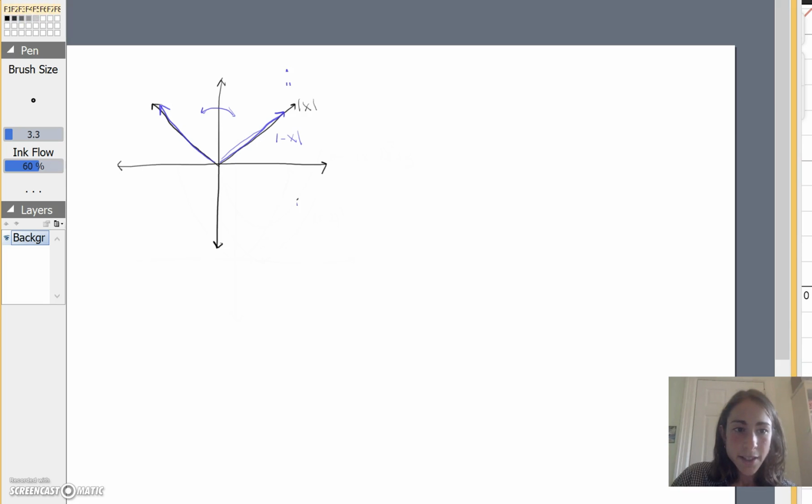So let's use even a different color this time. One way to start this is to take the focus point and move to the left by 2 units and draw the new graph. So here we have the absolute value of negative x plus 2.